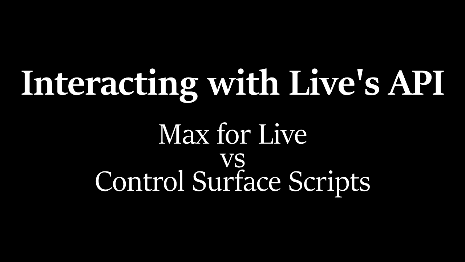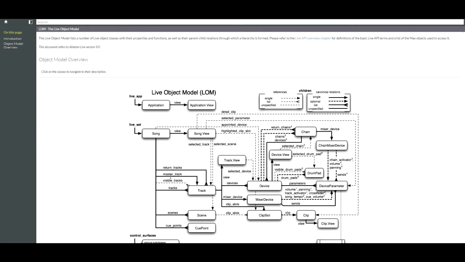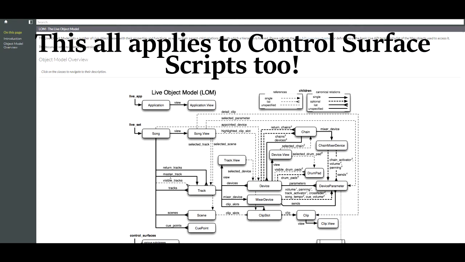As an example, you might think that there's no documentation regarding control surface scripts. But the LOM documentation supplied for Max for Live actually applies to control surface scripts too. So we do in fact have documentation there. And there's other ways of getting documentation as well.